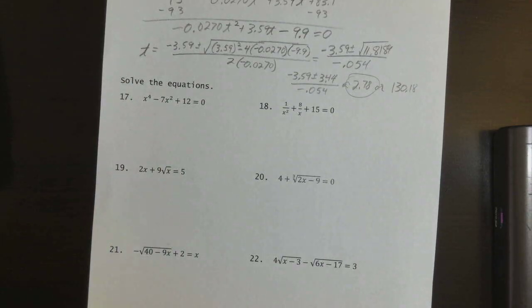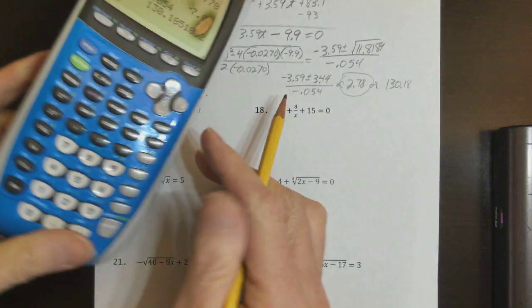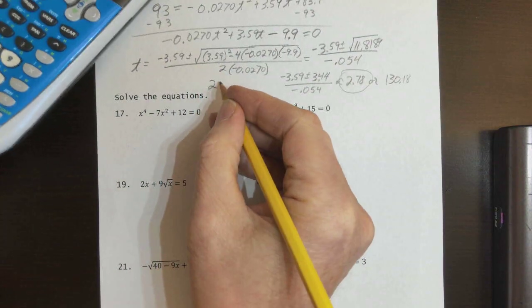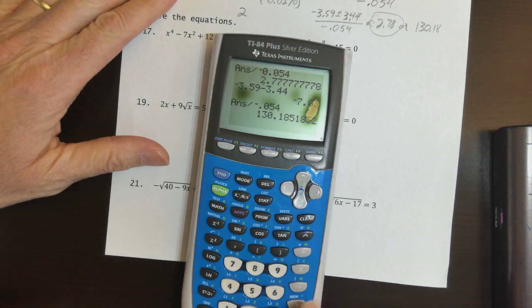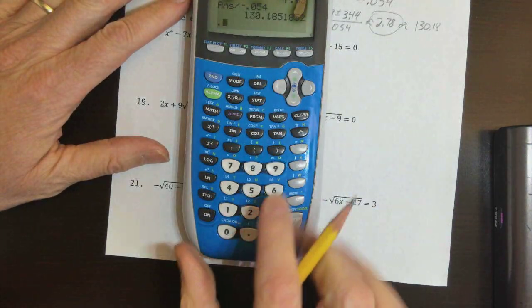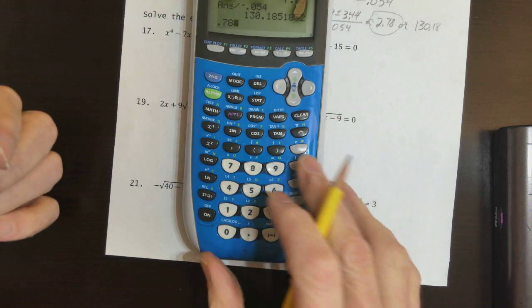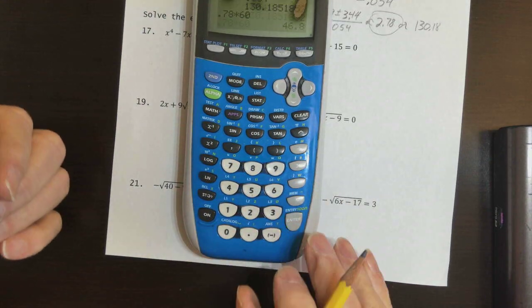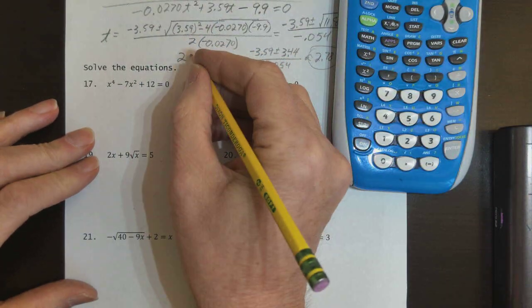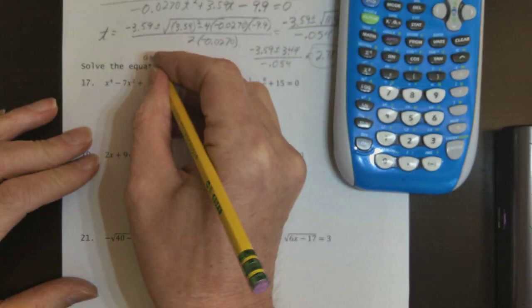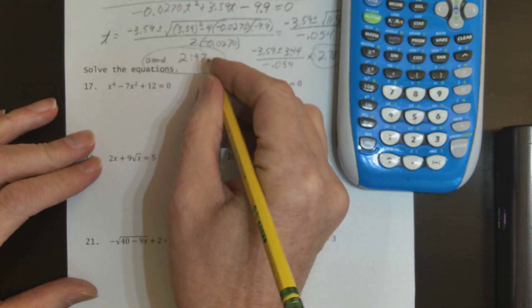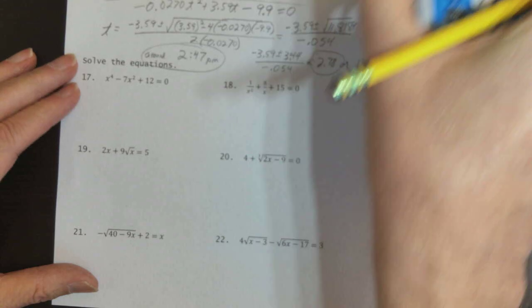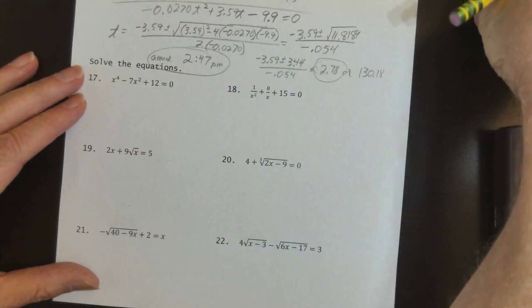So 2.78. That's getting close to 3 o'clock. But I'm going to take 0.78, that fraction, multiply it by 60 minutes per hour. So I'm going to say it's around 2:47 p.m. Okay.